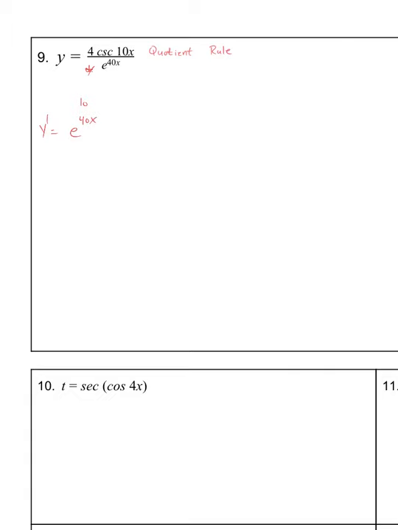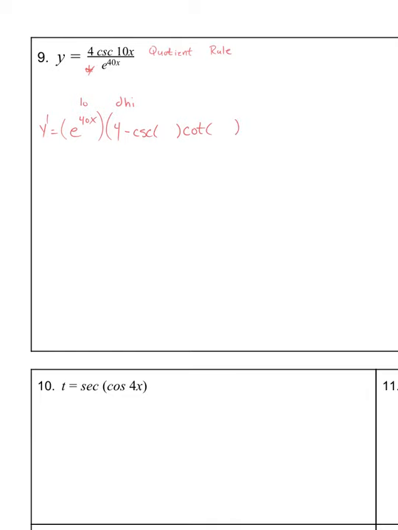And now we need the derivative of the high function. That is going to be a chain rule, okay? The outer function is cosecant, the inner function is 10x. So the 4 comes along for the ride. The derivative of the outer, the derivative of the cosecant, is negative cosecant cotangent. All right, so that's the derivative of the outer.